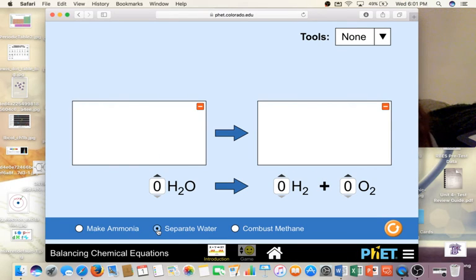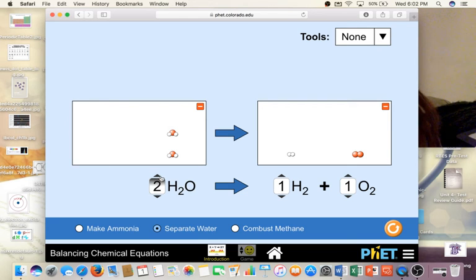All right, separate water. So H2O produces hydrogen and oxygen. Please remember that both hydrogen and oxygen are diatomic. So I'm going to add one of each so that we can visually see it. I have 1 red oxygen on my reactant side, and I have 2 red oxygen on my product side. Then I have 2 hydrogen on my reactants and 2 hydrogen on my product.